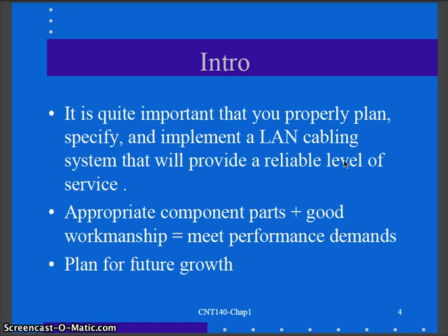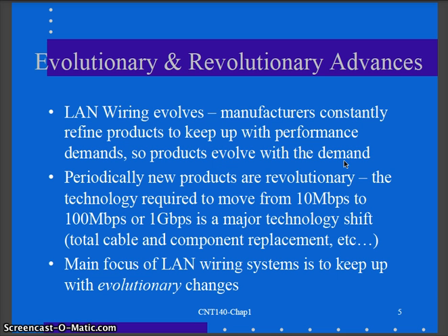So the end result should be this cabling meeting our performance demands, which again, later this semester, we're going to hook up meters and check our performance. Does it meet what we need it to do? And we should also be planning for future growth. If I need 2 network outlets right now, I probably want to put in 4 so I have a little bit of room for growth down the road.